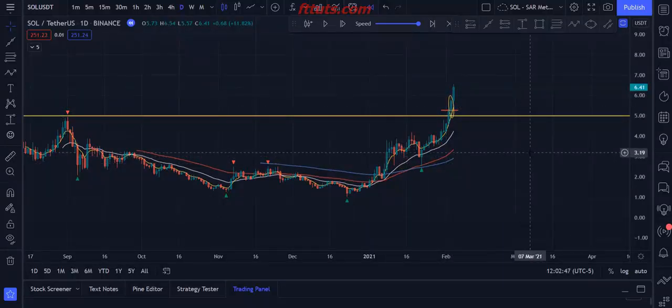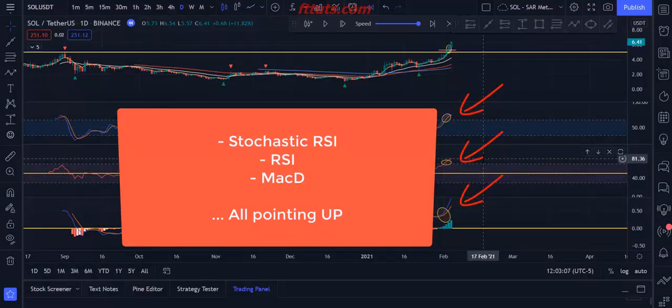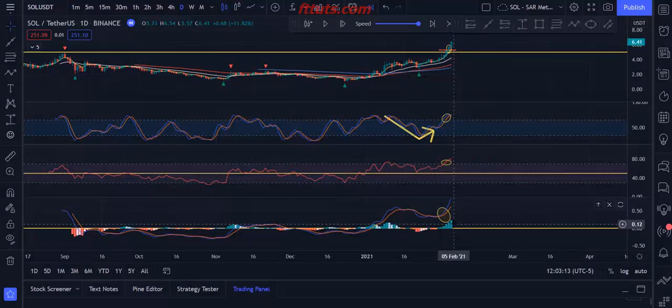So here's something very important that I did not show in the first scenario, and this is called Confluence. Let me show you what I mean by this. Now, you'll notice that my stock RSI, my RSI, and my MACD are all pointing up as a sign of bullishness at the same time. So if I align on the February 2nd, everything is aligned and bullish.